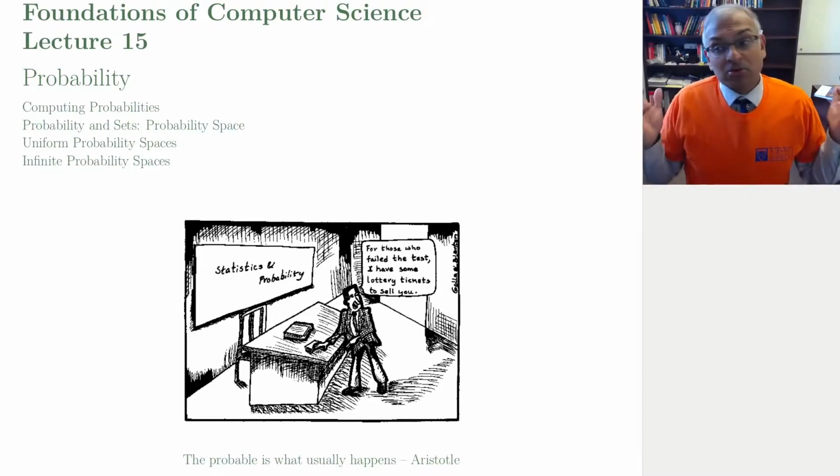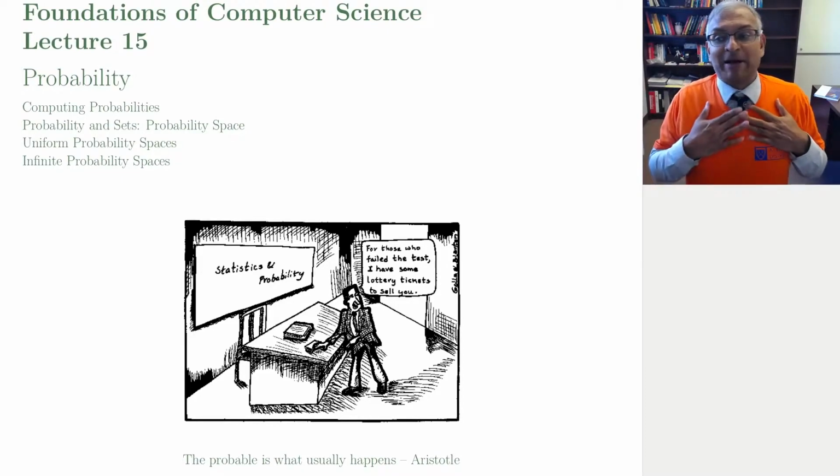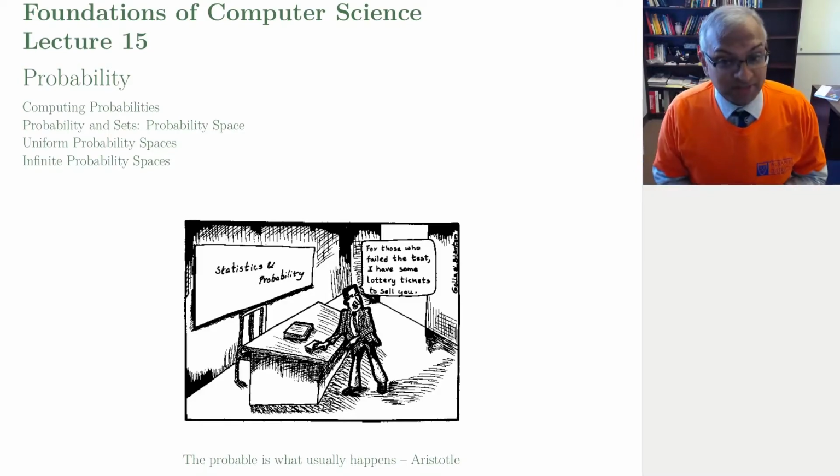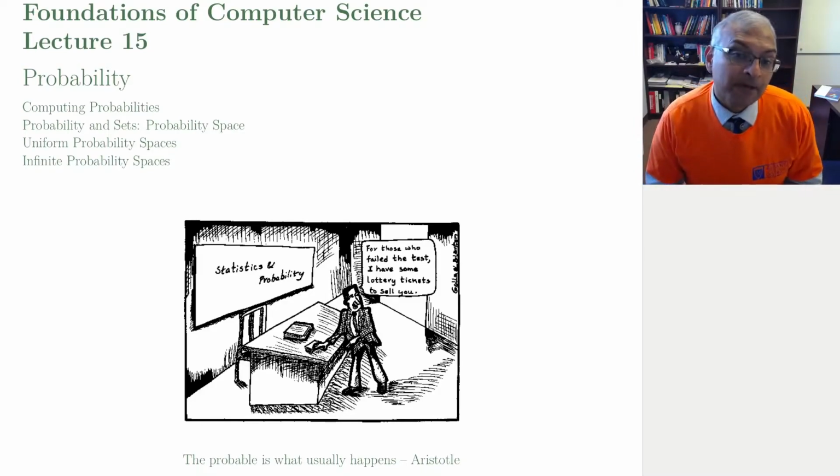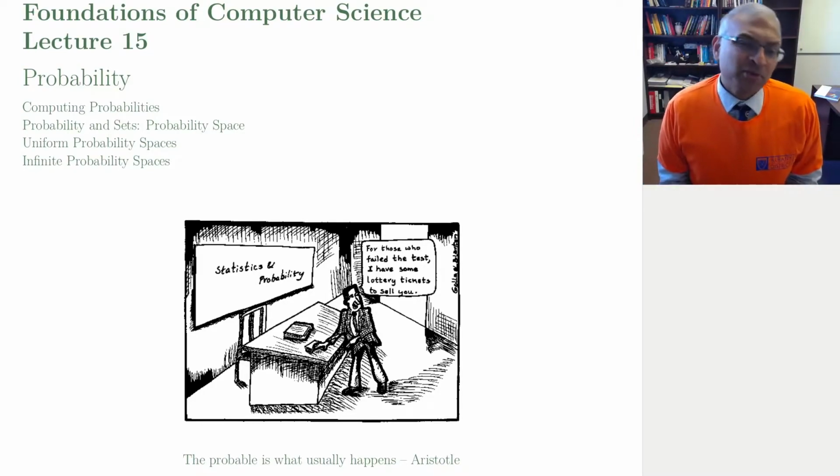Now, look who has shown up for this lecture. Orange Malik. So that tells you something. Probability is important. Okay, now, we're computer scientists.